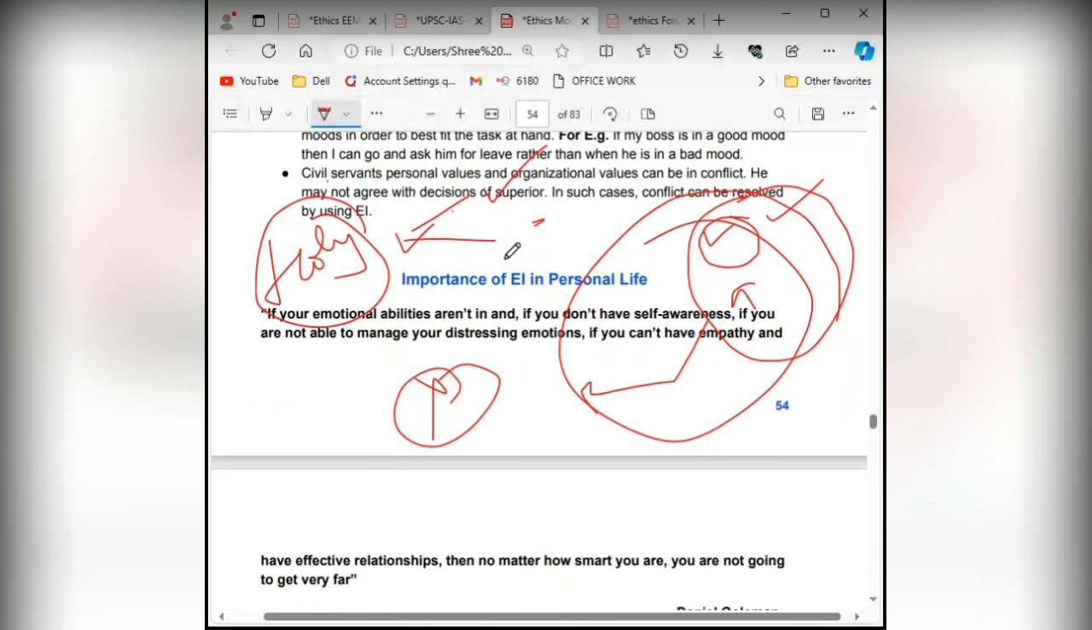Okay. Now, how can EI help? Any one of you, each and everyone can try to answer. For example, you are an administrator. If you are really strong at your emotional intelligence, how would it help you in the administration? Starting with Elam.